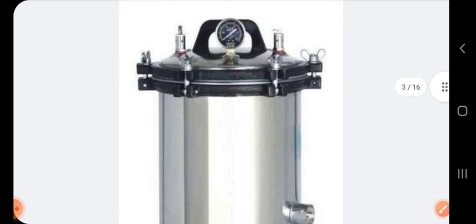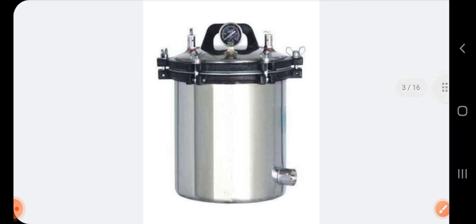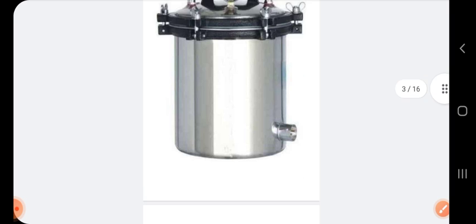Then comes the autoclave, okay. Now this is a small autoclave. Generally large autoclaves or digital autoclaves are nowadays also used for proper sterilization of the culture medium, as well as we also sterilize all the things that are required during the inoculation process in the laminar airflow.